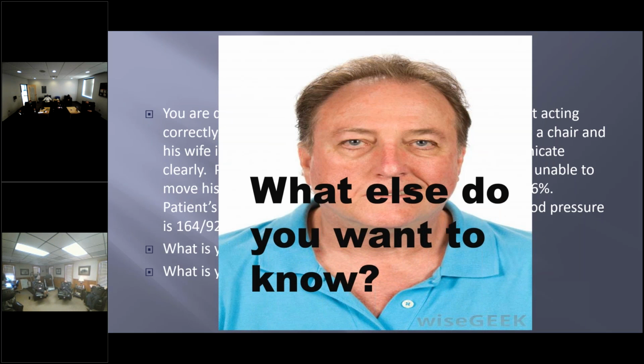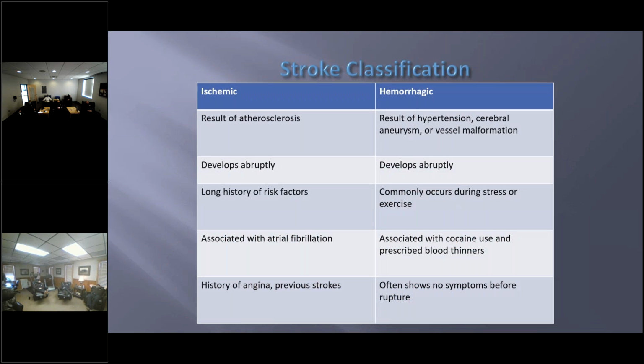So diving deeper into my treatment and assessment plan for this, I'm going to go ahead and conduct my Cincinnati stroke scale, and I do determine that patient's got facial droop, slurred speech, and then unable to control the right side of his body utilizing that arm drift technique.